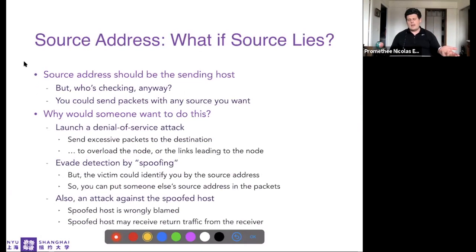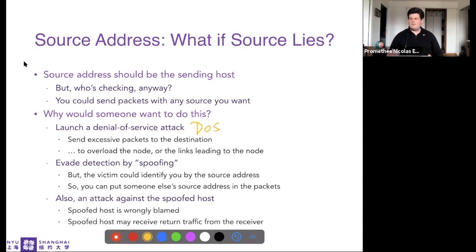The source IP address is a little weird because we can spoof it, which means we can pretend to be somebody else. Almost no time will anybody check the source IP of the packet, and this is an easy way of launching an attack. For instance, you can do a DoS attack, a denial of service attack, which means I send excessive packets to a destination. In order to hide myself as the attacker, I can spoof the IP of somebody else, so that it seems to be coming from that source.